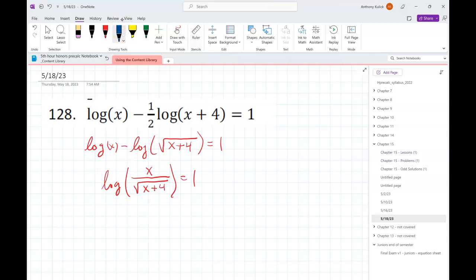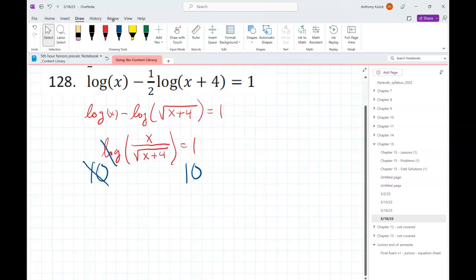Now that I have just a single log on one side of my equation, I'm going to choose to cancel that logarithm. To cancel a logarithm, I need to use an exponent base. The exponent base that I should choose is the one that matches the base of the logarithm. Here, there's nothing written as the base of the logarithm, but I recognize that as log base 10. That's the common logarithm. So I'm going to do exponent base 10 to both sides. That'll cancel out the log.